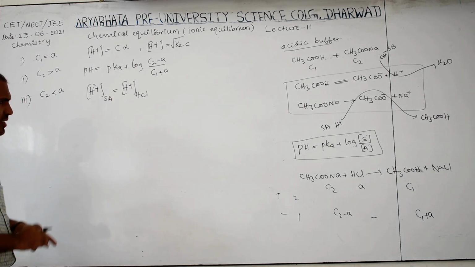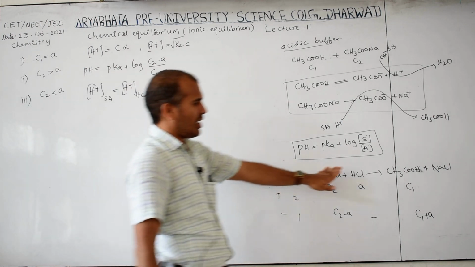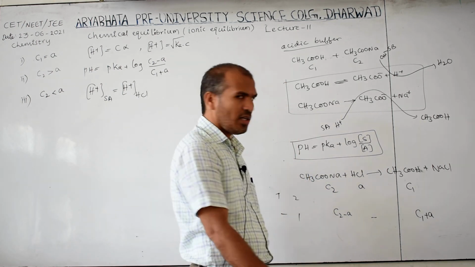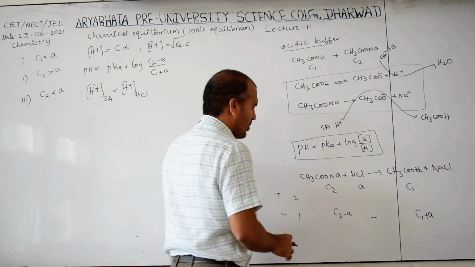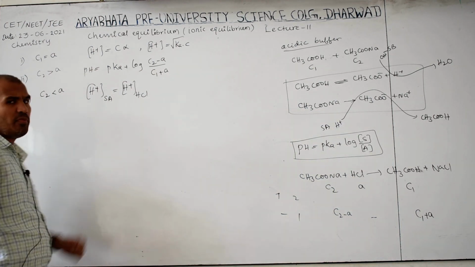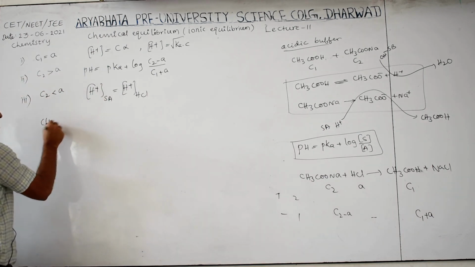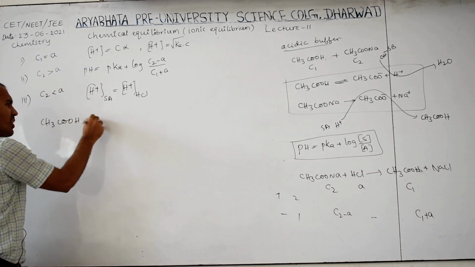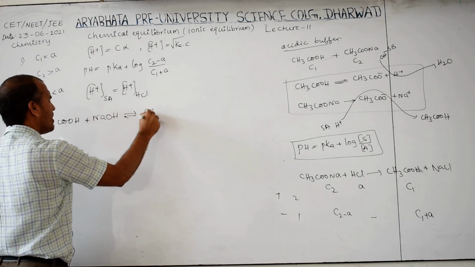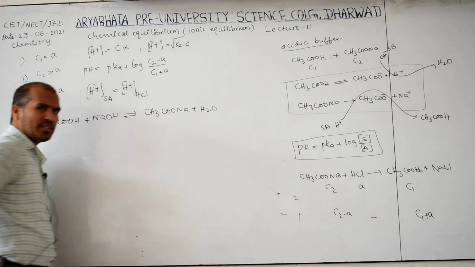Same cases, if a base is added, here NaOH, here B, then again you will get the 3 cases. So I will explain those 3 cases here. In that case, the base reacts with which one? Acid. Therefore, CH3COOH reacts with NaOH, giving rise to CH3COONa plus H2O. Like this the equation will come.